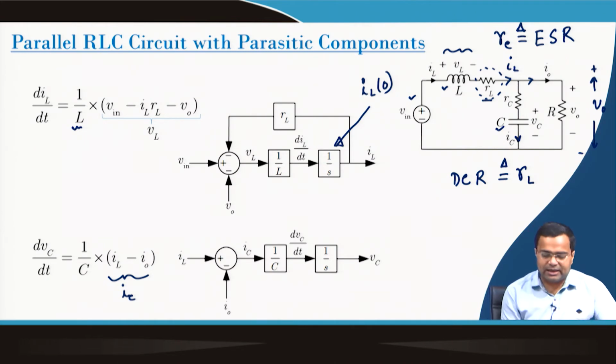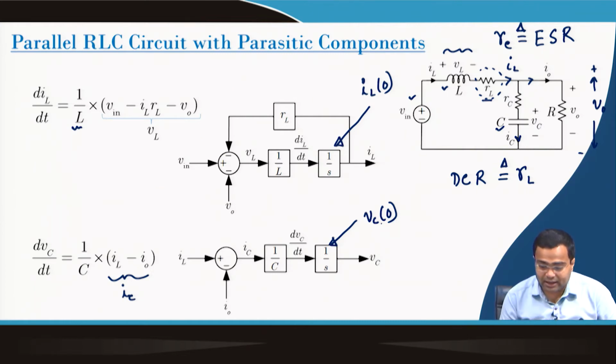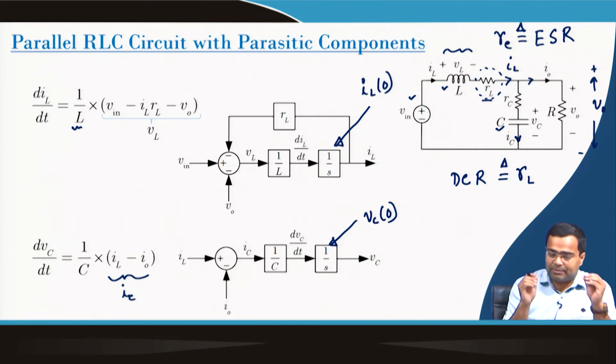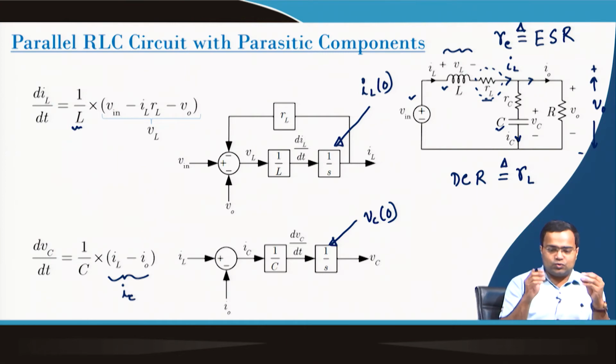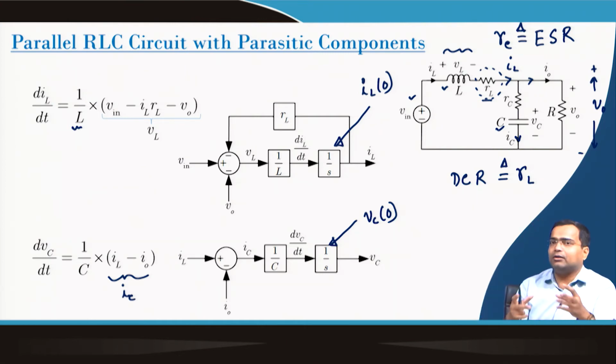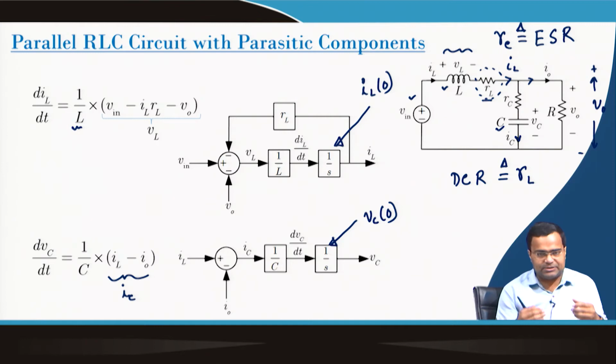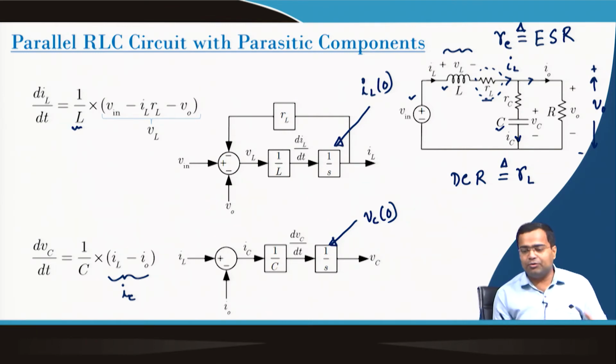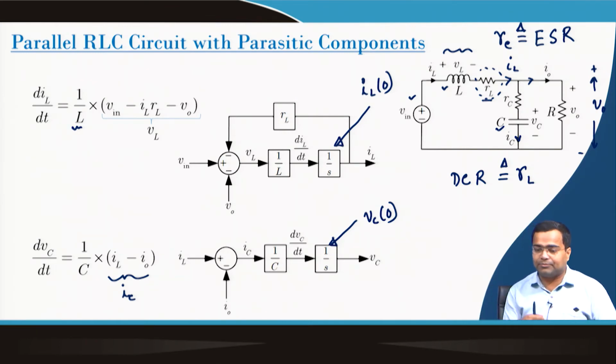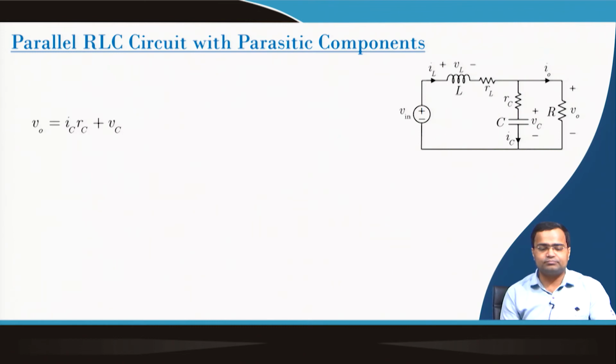So, we can also plug this equation into a block diagram, and here we can set the initial voltage of the capacitor. Okay. So, we have implemented the dynamics separately, the inductor current dynamics as well as the capacitor voltage dynamics. Now, we need to get the block diagram of the complete parallel RLC circuit with parasitic component.